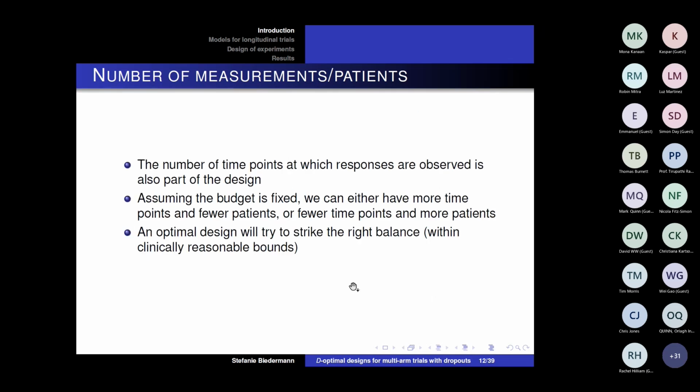Okay, so the number of time points at which we observe responses would also be part of the design. And for a fixed budget, we can then either have more time points and fewer patients or vice versa. And an optimal design could also try to strike the right balance within clinically reasonable bounds. So it would have to be discussed with clinicians what number of time points they would think is reasonable, the minimum or the maximum.